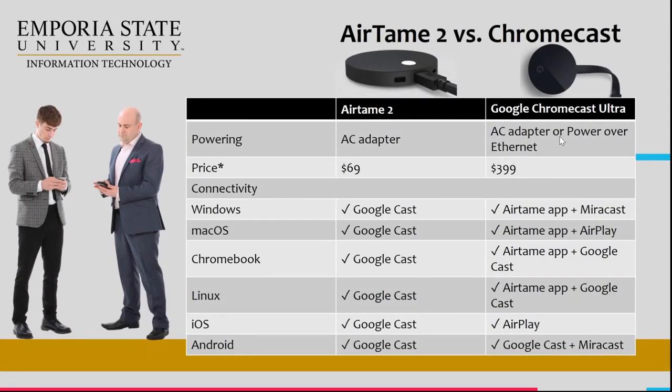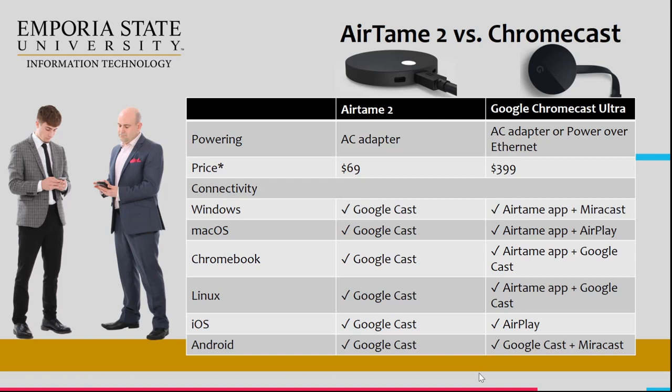Going on to another product that we use on our campus is a Google Chromecast and the Airtame 2, and by comparison the Airtame 2 is more expensive than the Google Chromecast. The Google Chromecast, however, is really only effective when utilizing other products that have Google Cast enabled. So if you're going to use Google specific products, then you can save a lot of money by switching to a product that is specific for Google only.